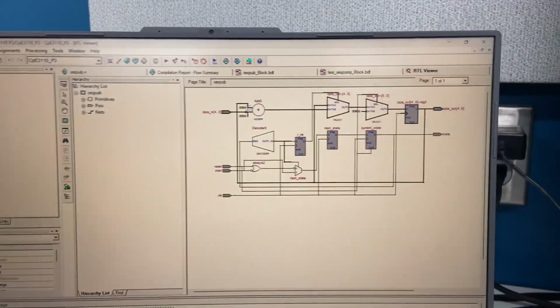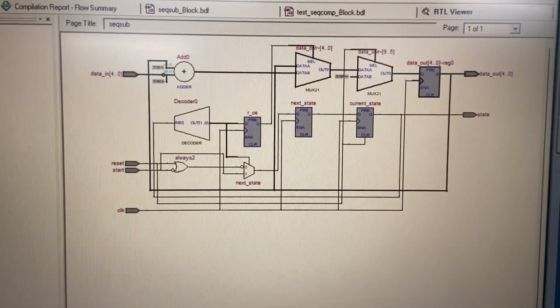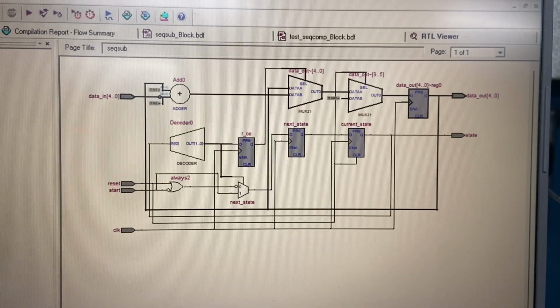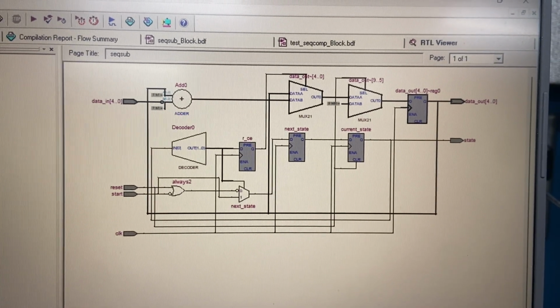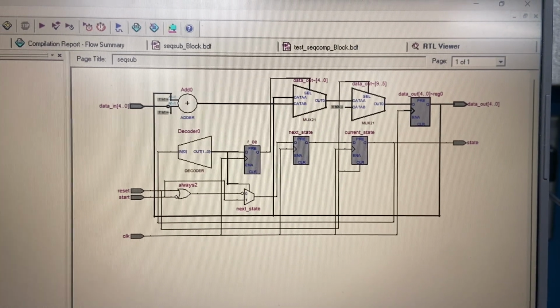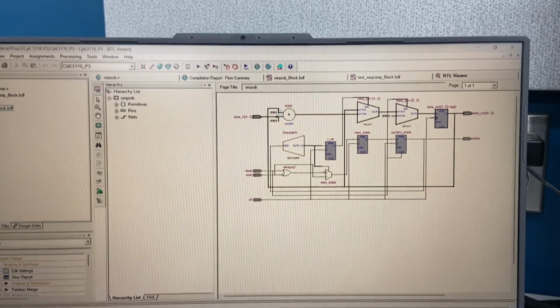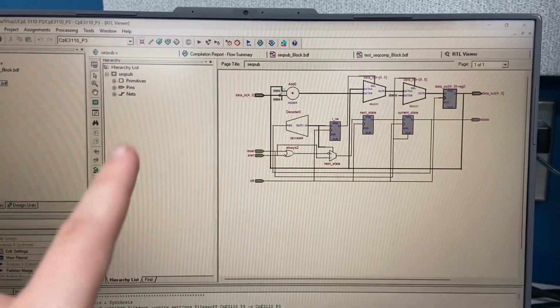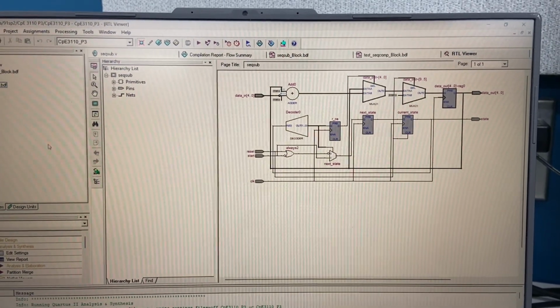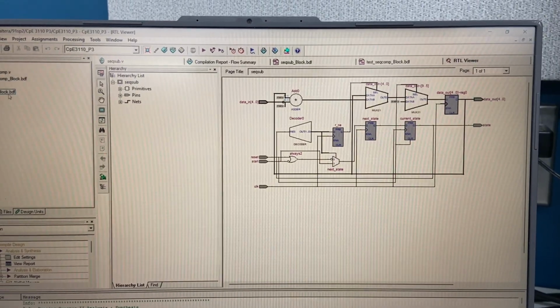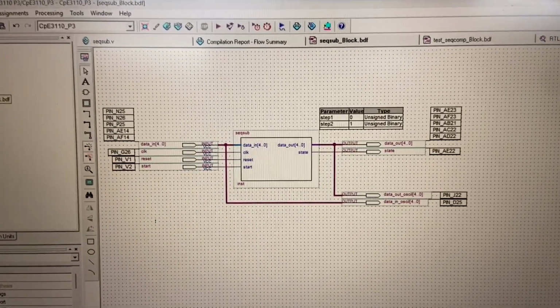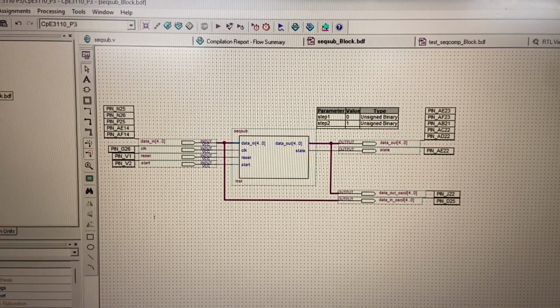If we go here, this is what our RTL viewer is giving us. So we have our adder, selectors, and registers. Basically, this is what the compiler is thinking it needs to have in order to make it work. This is the block diagram in Quartus.